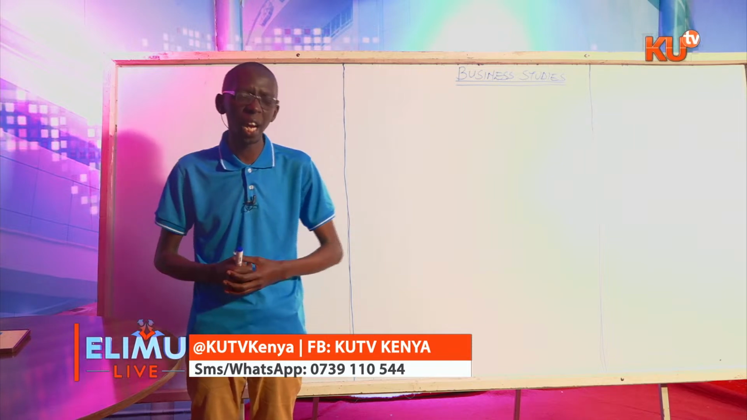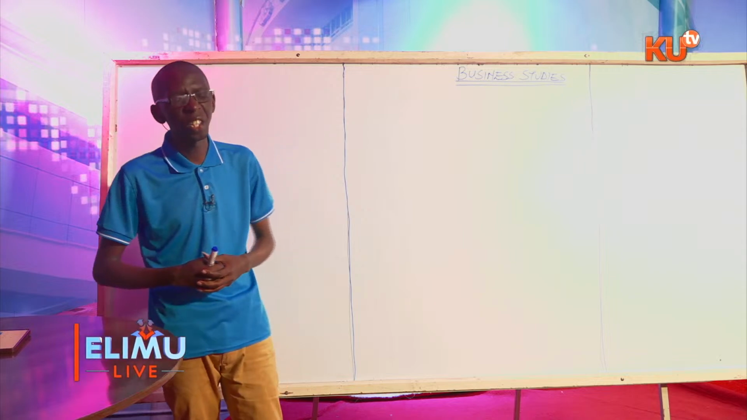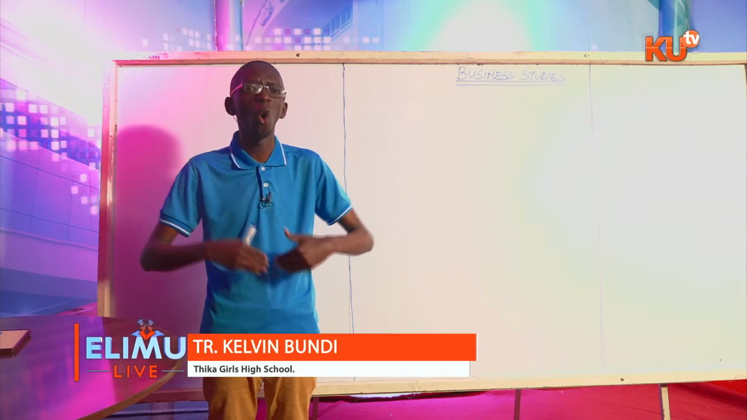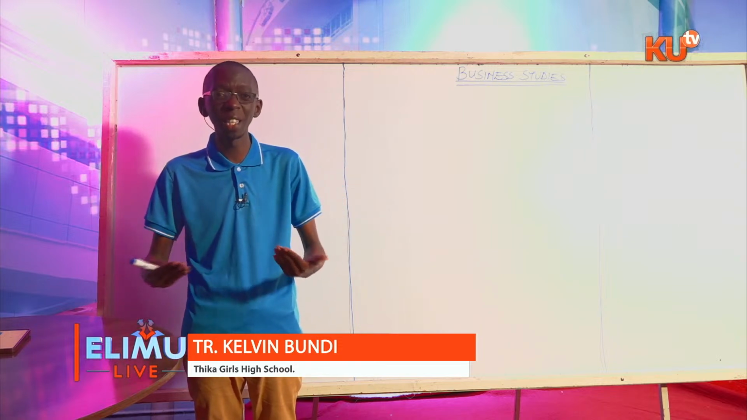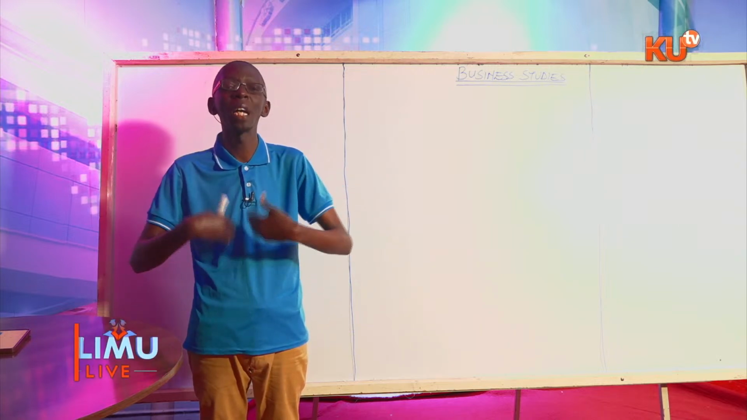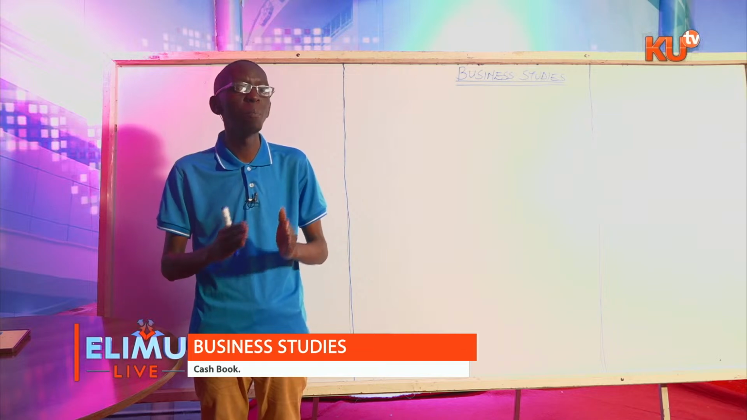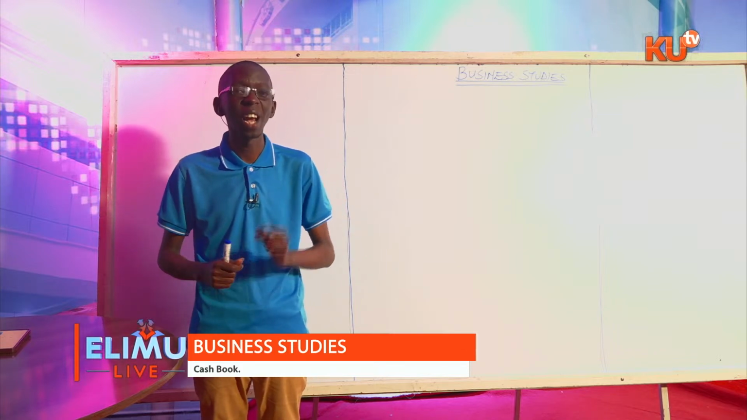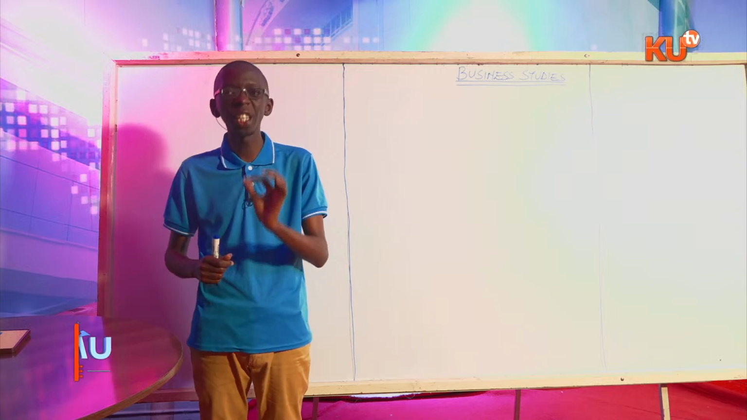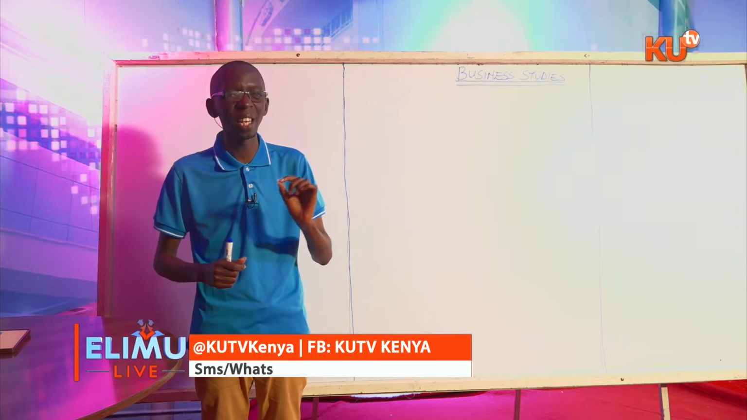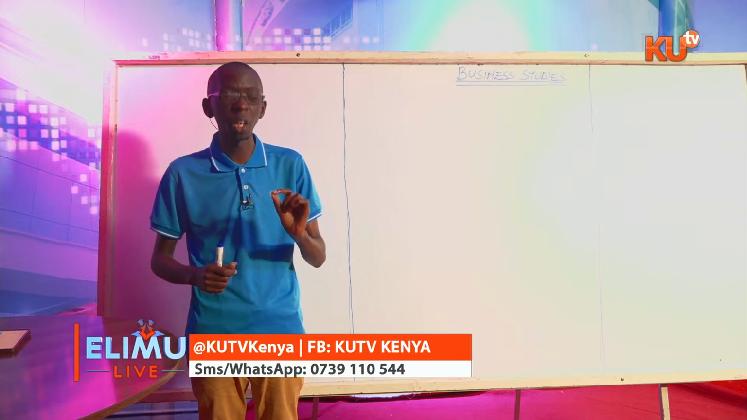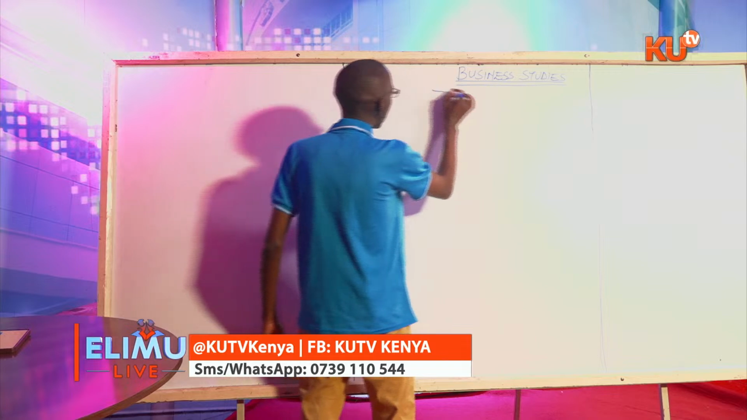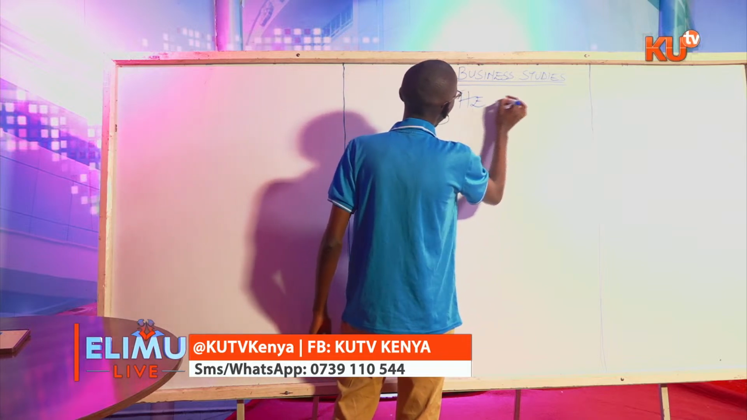Therefore, why do we need accounting in our business activities? We need accounting so that we can keep records of the transactions that take place day by day, month by month, or year by year, so that we can make proper decisions on the running of our businesses. And one of the accounting concepts that we learn in high school is the cash book, and that is our topic today, the cash book. It is a Form 3 topic.